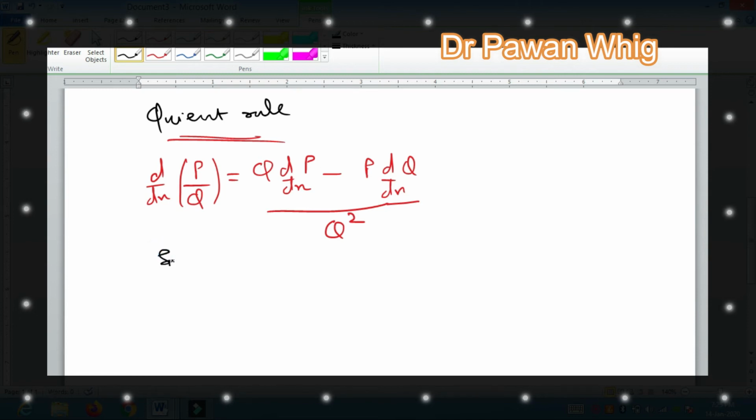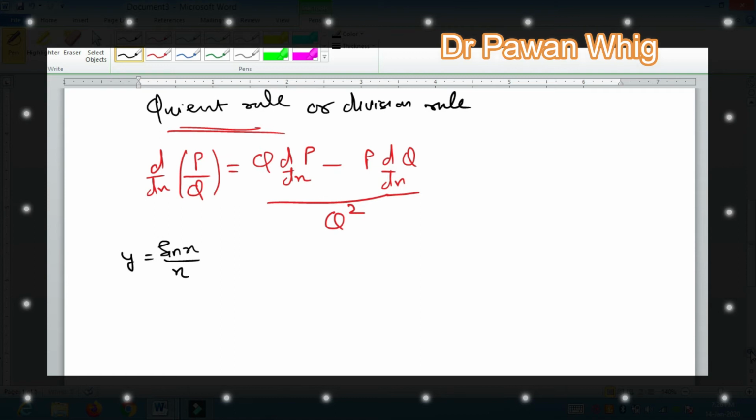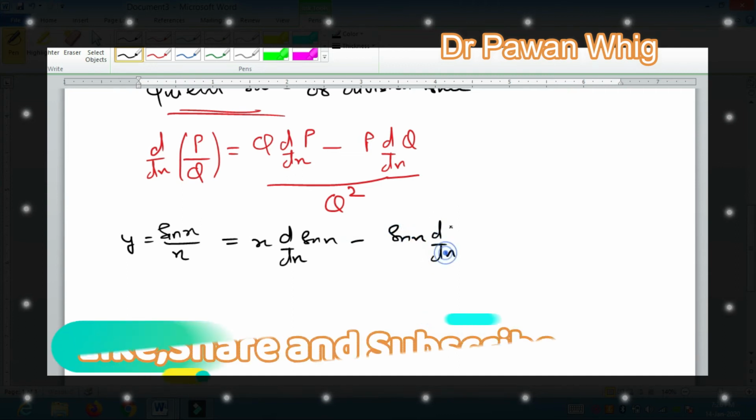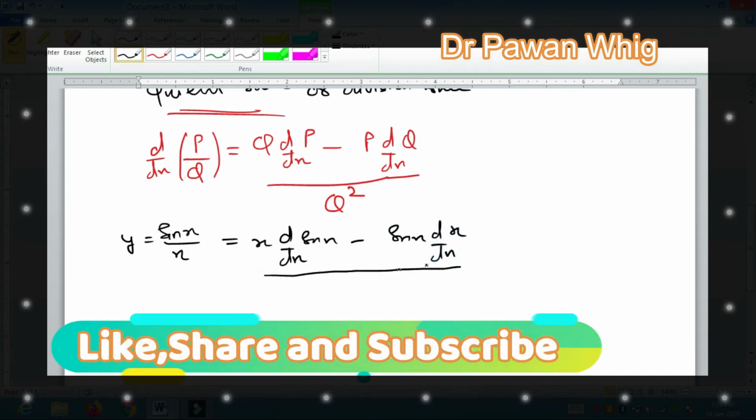Let us suppose we have a quotient, sin x by x. Definitely, since it is in division, we have to apply the quotient rule, or what we call the division rule. The division rule says, as mentioned here, you keep the denominator constant as it is and differentiate the numerator, then keep the numerator the same and differentiate the denominator, and write the whole thing upon the square of the denominator.